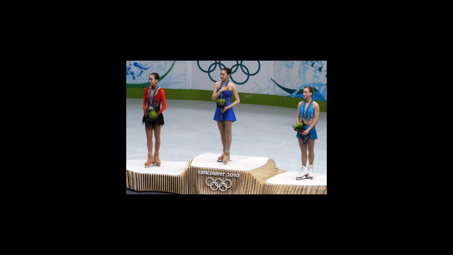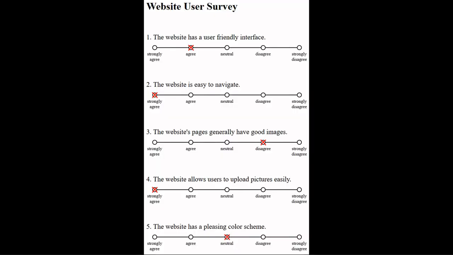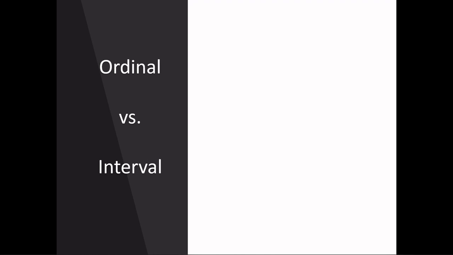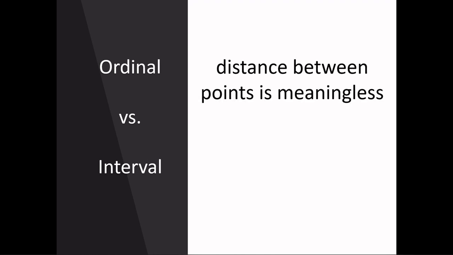For first, second, or third place in a sporting event, these are ordered. Or the classic Likert scale is an ordinal scale. Now the difference between ordinal scales and interval scales: for an ordinal scale, the order is all that matters. The distance between the two points is meaningless. The difference between first place and second place isn't necessarily the same as the difference between second place and third place, right? All that matters is that they are in some sort of order.